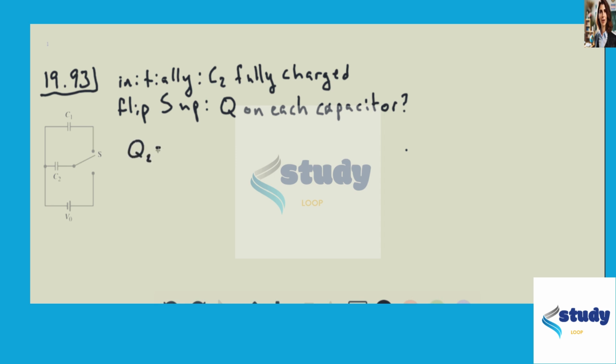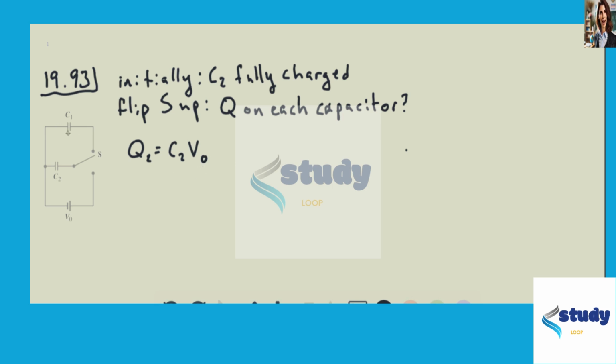So the initial charge on the capacitor is going to have to be the total charge, because when we connect the two capacitors together, there's nowhere for that charge to go or any extra charge to come from, except for what was on C2, because C1 and C2 will be connected together and not to anything else. So that's going to be C2 times V0.